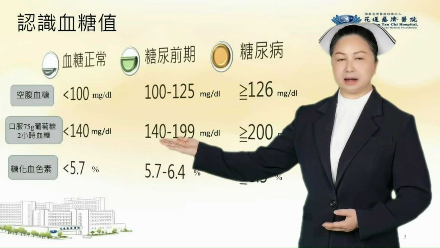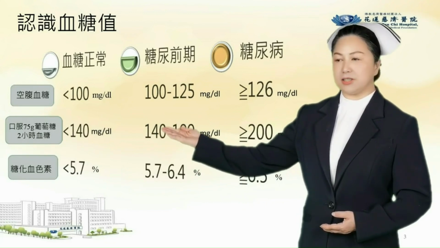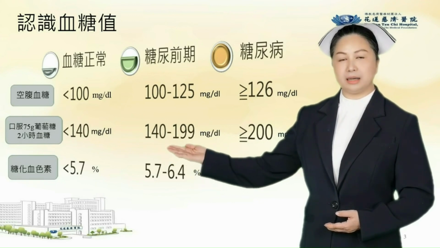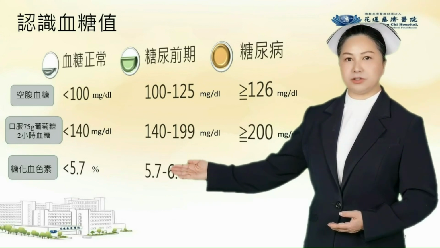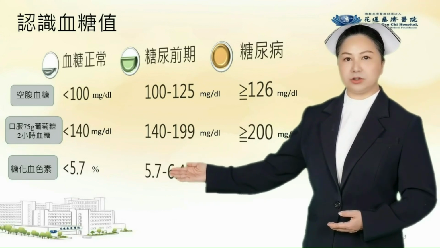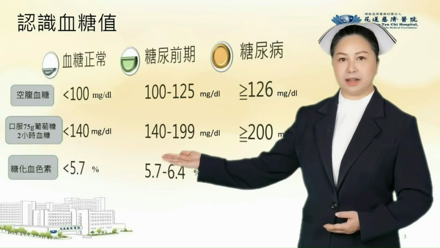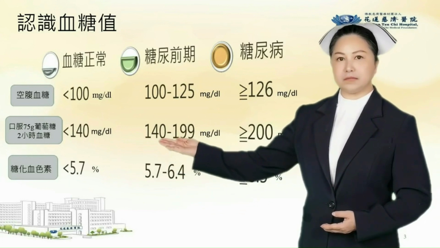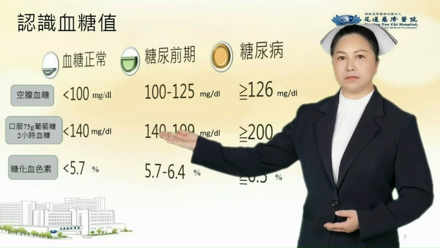2 hours after a meal, blood sugar is less than 140. Glycated hemoglobin is less than 5.7. In prediabetes, fasting blood sugar is 100 to 125. 2 hours after a meal, blood sugar 140 to 199. Glycosylated hemoglobin 5.7 to 6.4.